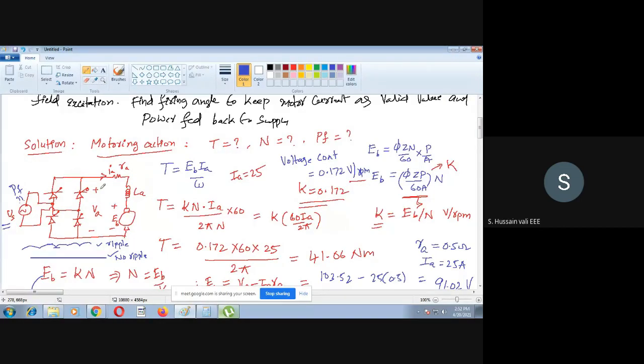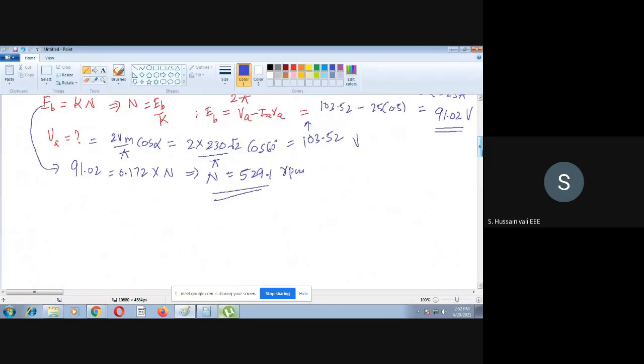What is that procedure that I told you last class? To find out the power factor, power factor is equal to real power divided by apparent power.